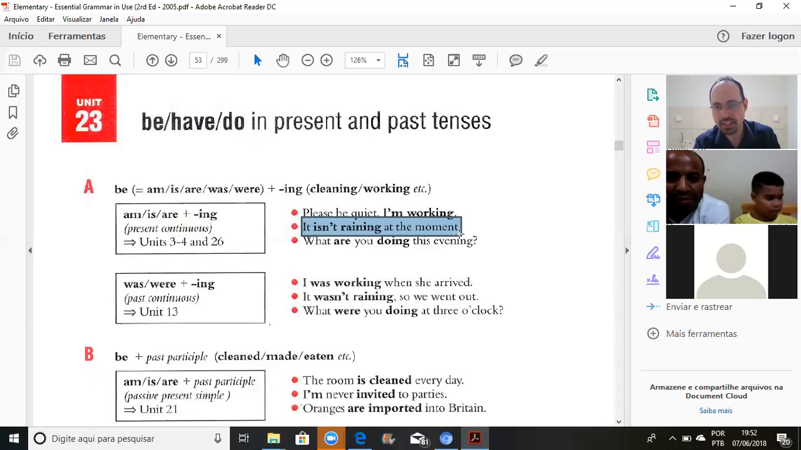We are in Jundiaí. No. Right? No? I think it's raining. No, it isn't at the moment. Yes, in this sentence, it isn't raining at the moment. But I'm asking you, you are in Jundiaí right now. At the moment. Is it raining there in your house? Or not?